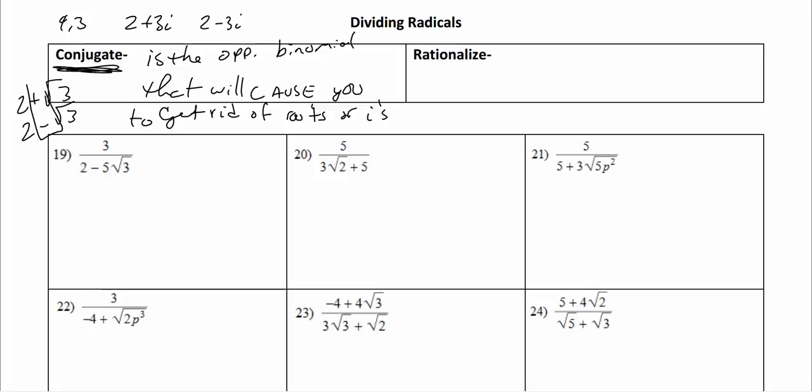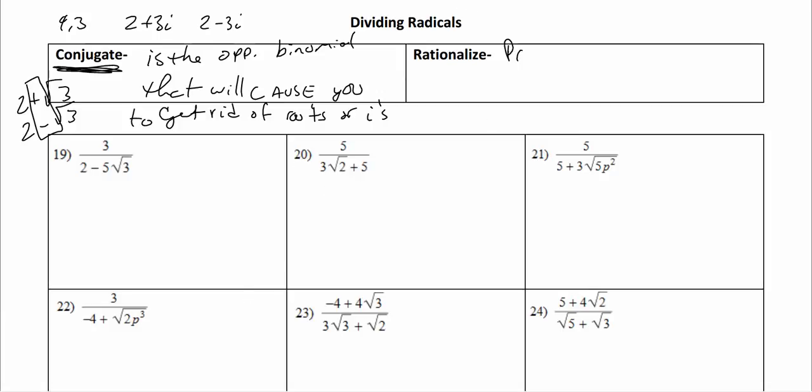All you're doing is changing these signs here. Everything else stays the same. You're only changing the plus to a minus or the minus to a plus. Okay, and we're going to go through a whole bunch of those conjugations down at the bottom. Rationalizing, and I'll show you some shortcuts down there too.